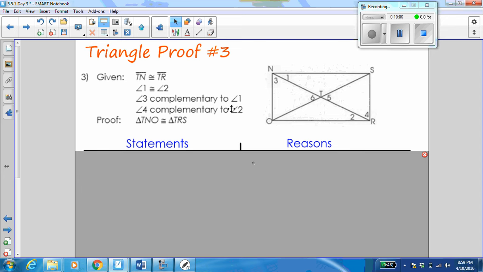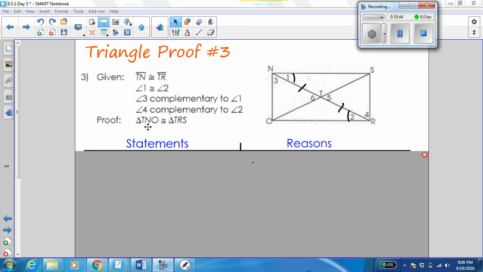This one's going to use both complementary theorems as well as vertical angles. So again, at this point, read your given, pause this video, jot down your diagram, and then press play. So if I mark my given information, I have line segment TN is congruent to line segment TR, angle 1 is congruent to angle 2, and then I have a bunch of complementary things. That angle 3 is complementary to angle 1, angle 4 is complementary to angle 2, so that's going to play a part in a second.